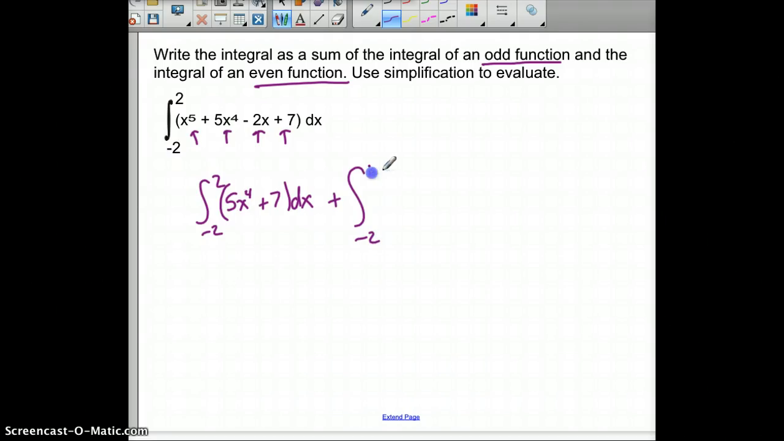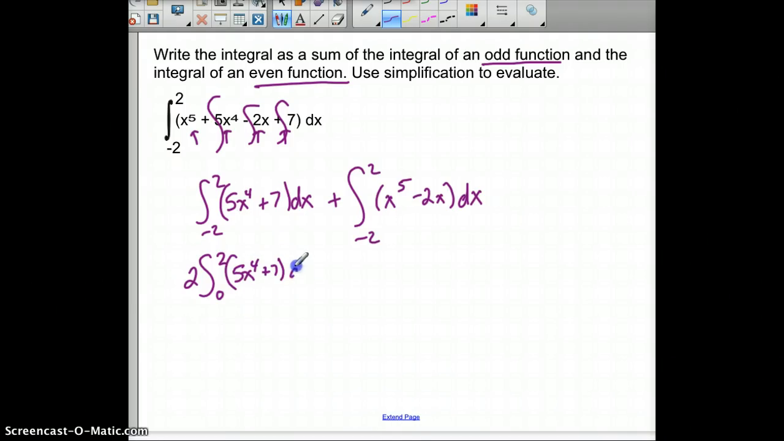And then we want the integral of the odd parts. That's the ones that are left, x to the 5th minus 2x. Remember, for integrating, we could do the integral of each one of these if we wanted to, or we can break it up any way we want over addition and subtraction. So now let's think about the integral from -2 to 2 of 5x to the 4th plus 7. Since it's even, we could do 2 times the integral from 0 to 2 of 5x to the 4th plus 7. It just makes the math a lot easier.